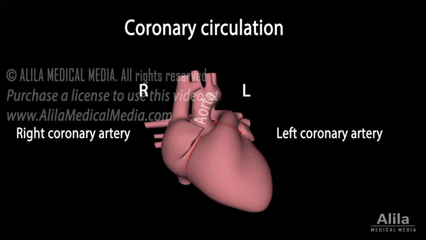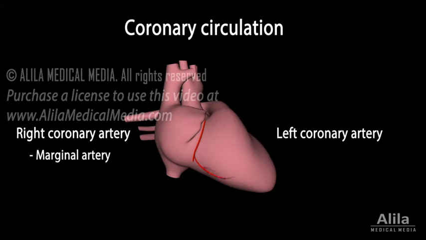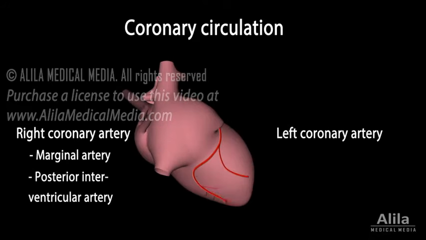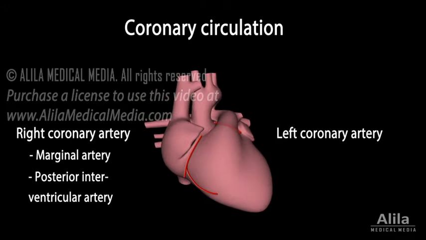The right coronary artery provides blood supply to the right atrium and gives rise to the marginal artery, nourishing the lateral aspect of the right side of the heart, and the posterior interventricular artery, or posterior descending artery, supplying the posterior aspect of both ventricles and part of the interventricular septum. The right coronary artery also supplies the SA node and AV node in the majority of people.